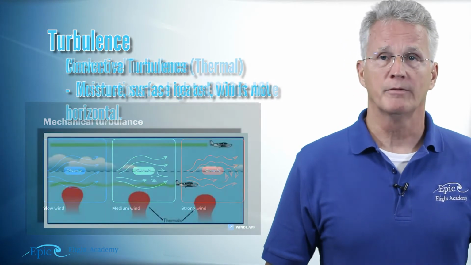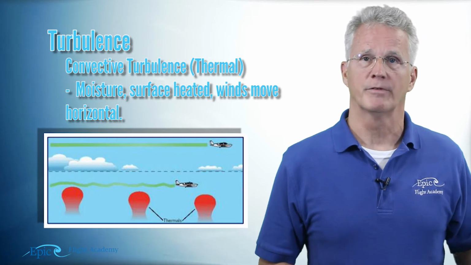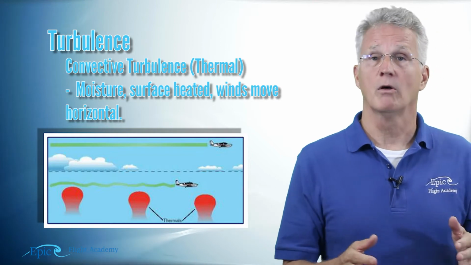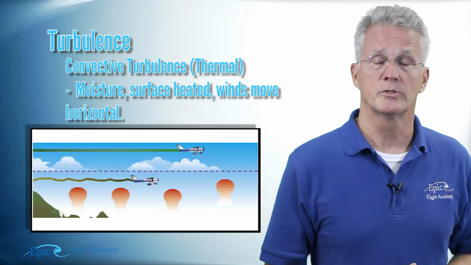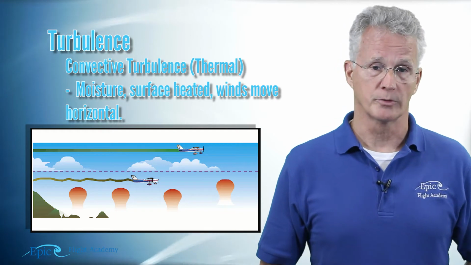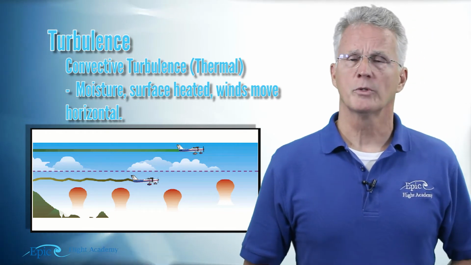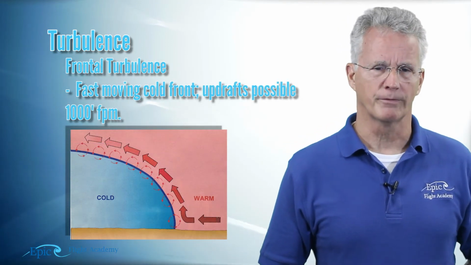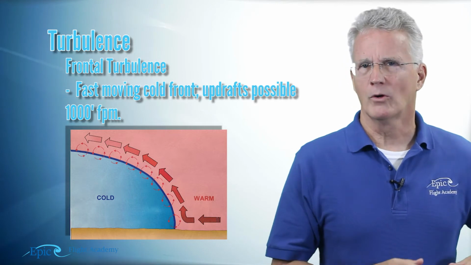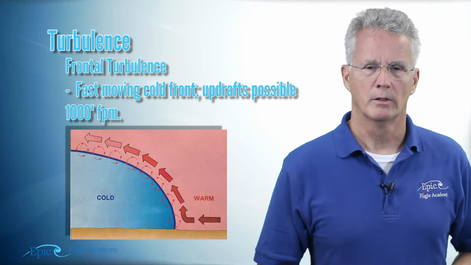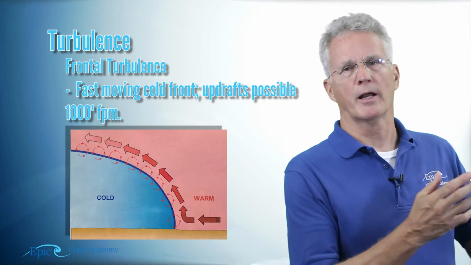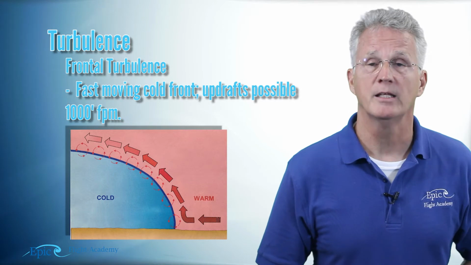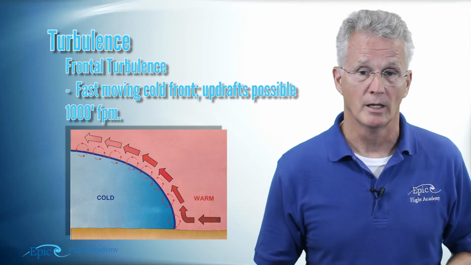The next one is convective turbulence. Now, we talked about convective thunderstorms, but without the thunderstorm forming, that convection alone will still cause turbulence. We sometimes call this thermal turbulence. The next one is called frontal turbulence. This is a fast-moving cold front, and when that cold front is moving along quickly, it may cause updrafts, and these could be in the range of 500, 600, even 1,000 foot per minute updrafts.